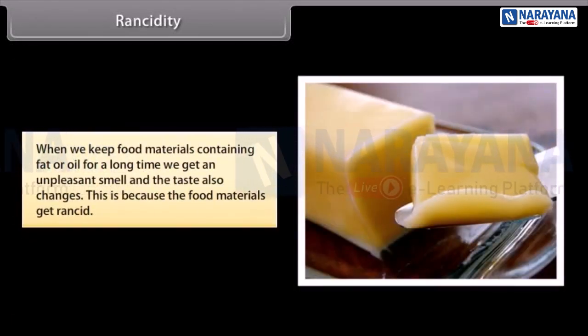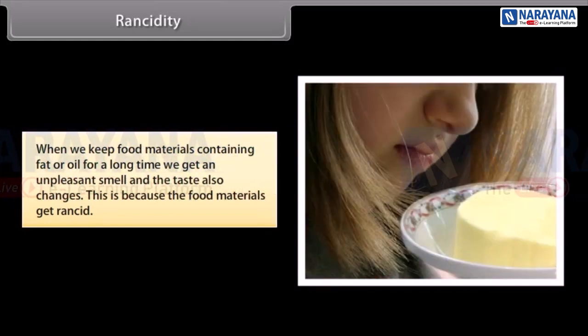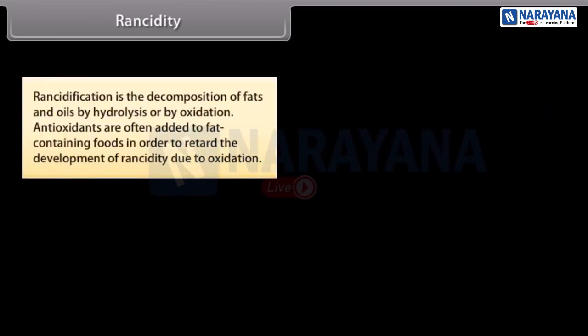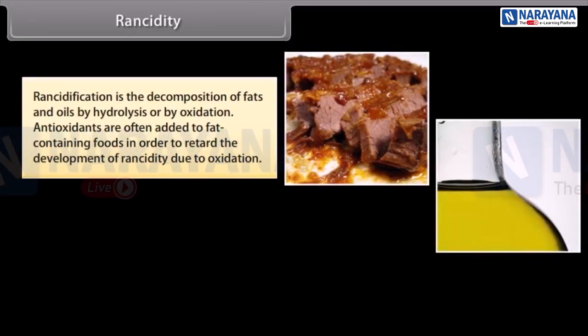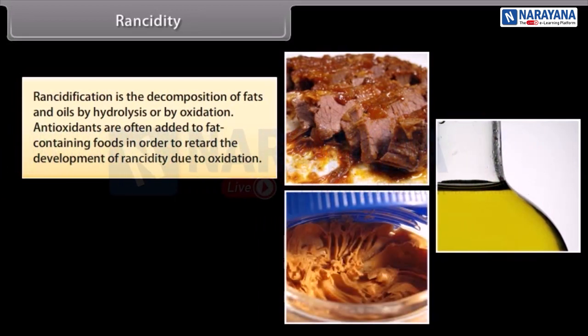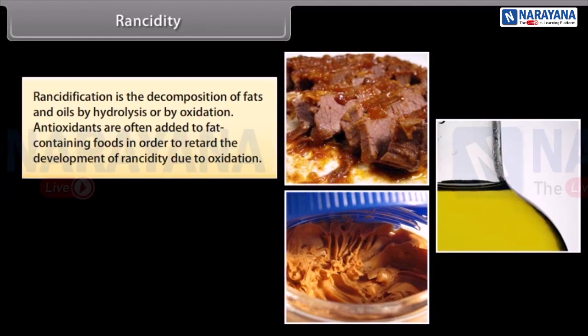When we keep food materials containing fat or oil for a long time, we get an unpleasant smell and the taste also changes. This is because the food materials get rancid. Rancidification is the decomposition of fats and oils by hydrolysis or by oxidation. Antioxidants are often added to fat-containing foods in order to retard the development of rancidity due to oxidation.